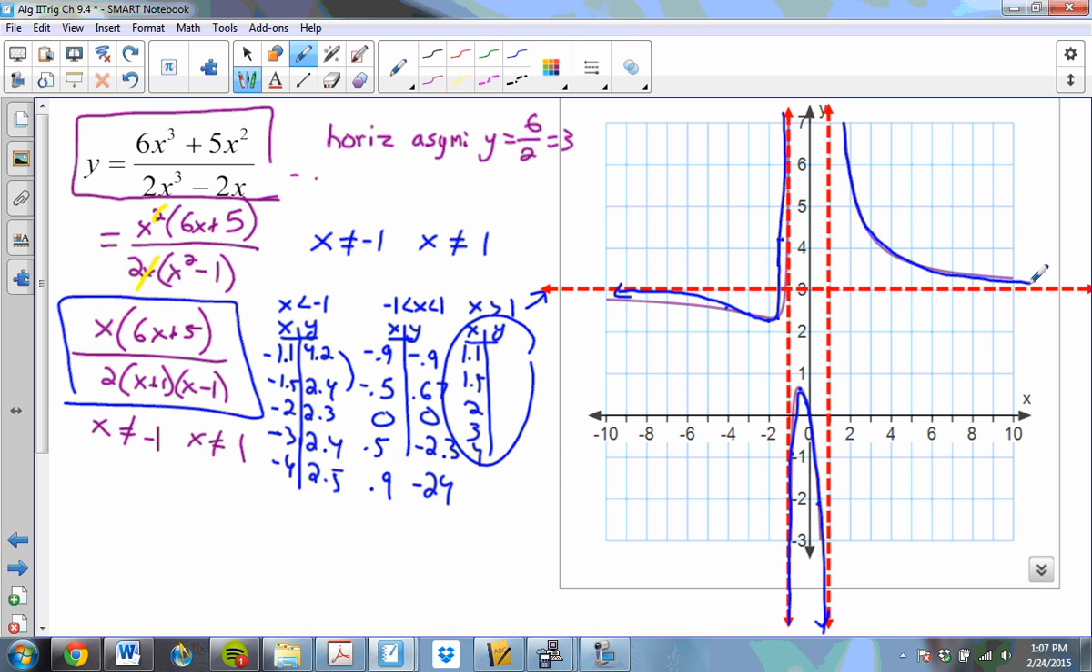And that's your rational graph. Graphing it by hand doesn't look super pretty, but you plug in points into your table and just kind of go for it.